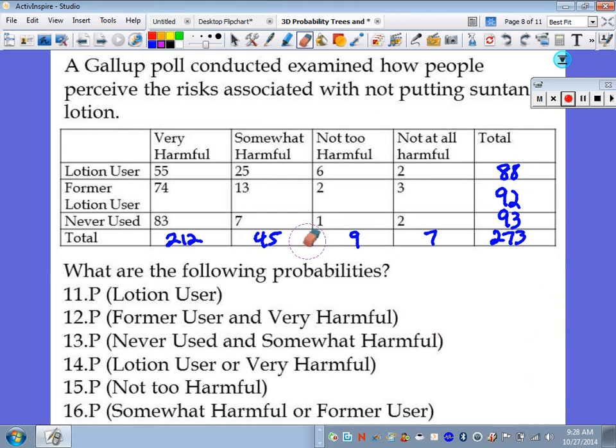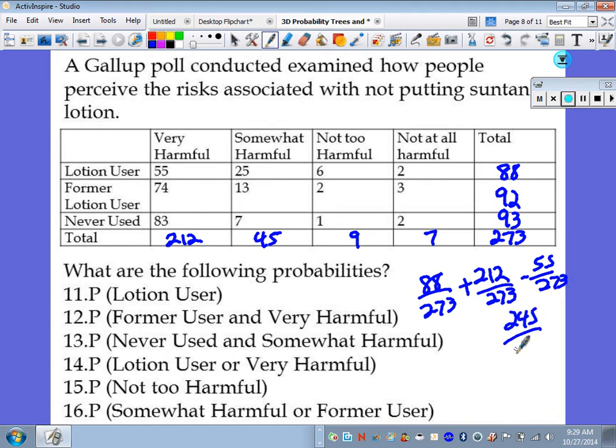Alrighty, okay. So from here on number 14, now it's an or, so you want to add. So on 14, you're going to have 88 out of 273 plus 212 out of 273. And then, because I'm doing lotion user and very harmful, there was overlap, so you need to subtract out that. So that's 55 over 273. And then your answer is going to be 245 over 273. Just a heads up, so you have that.